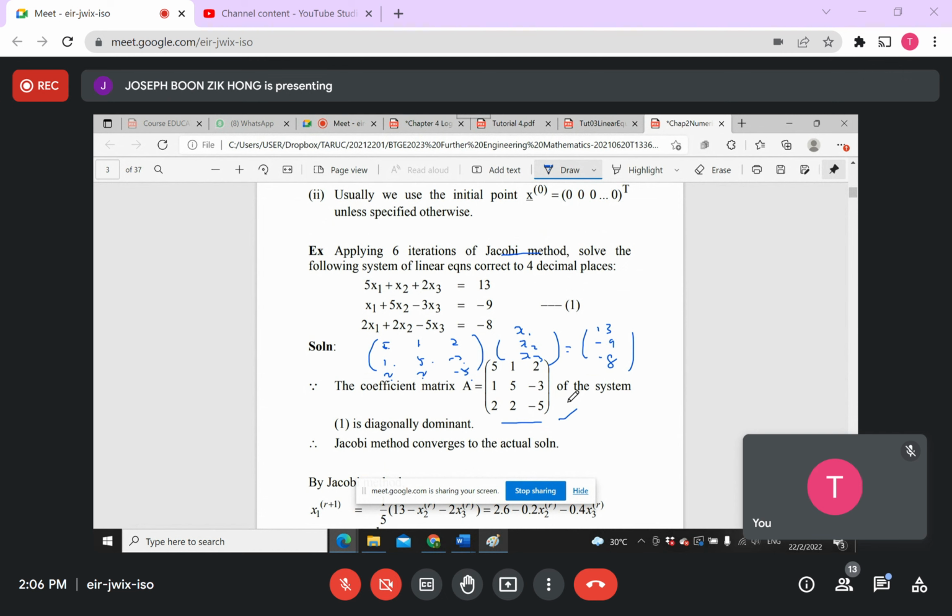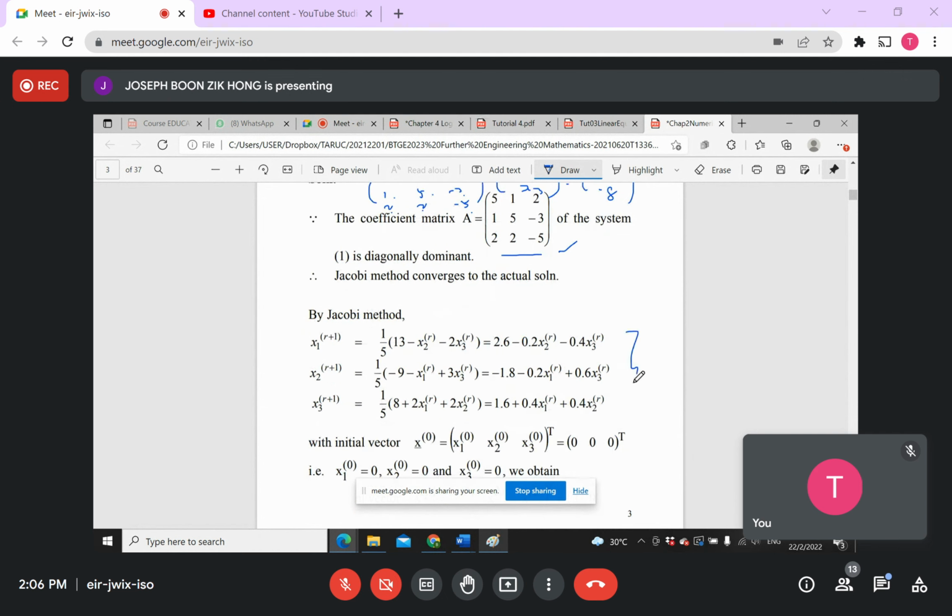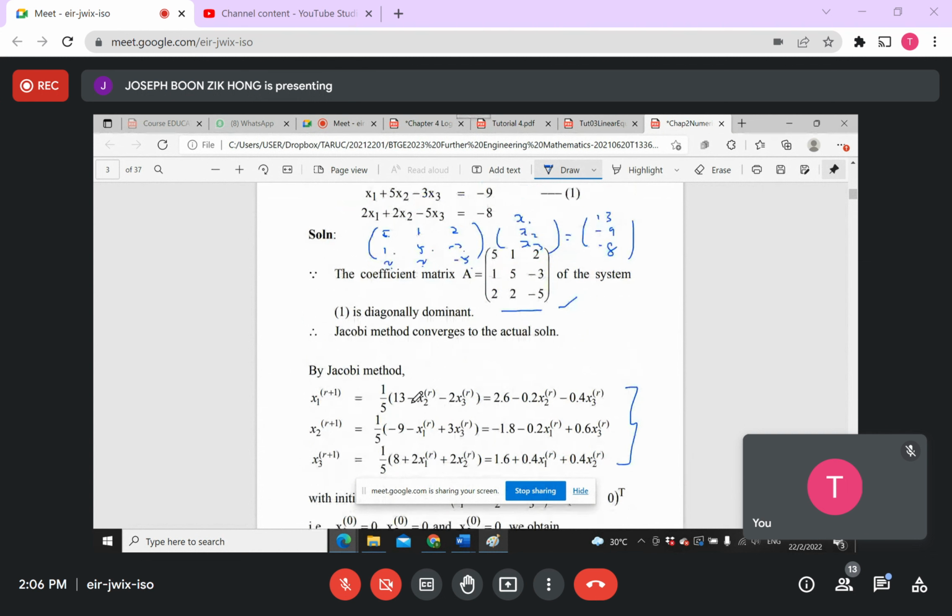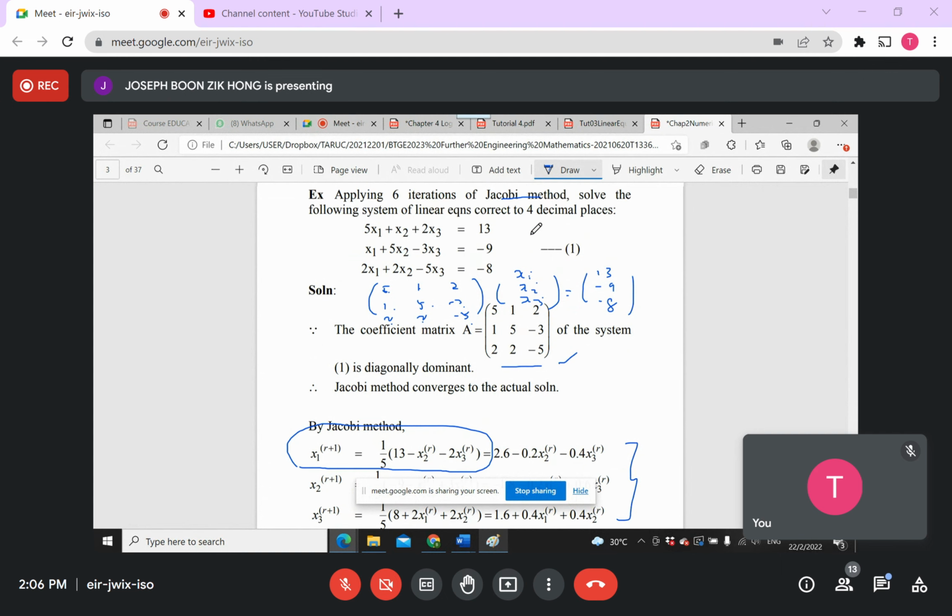So what is the Jacobi method? This is the formula. Maybe you will think it's very difficult, but actually it's very simple. What is important is you have to get this one first. Okay, we have x1, x2, and x3. How are you going to get x1? You have this equation. So now you want to get x1, so you just move everything to the back. So 13 minus x2 minus 2x3, and then divide by 5. That means you will have this one.